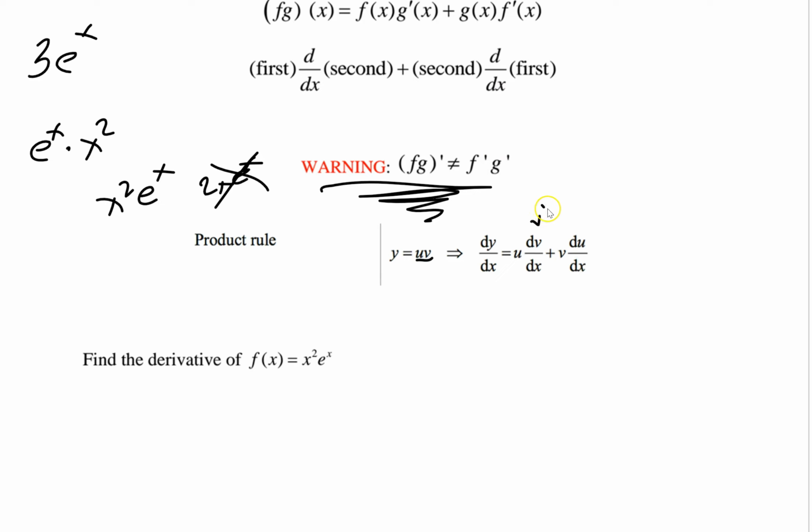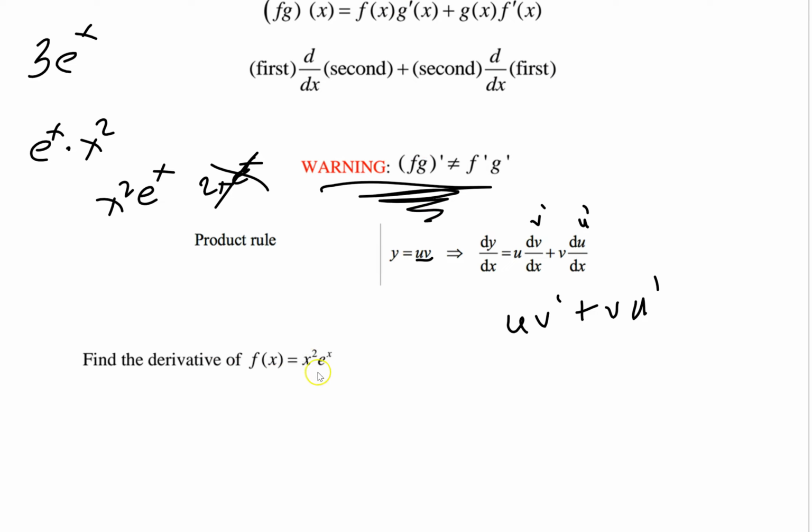That's the second one prime. Then over here you have v times du/dx. du/dx is just u prime. That's all it is. This is the exact same thing as saying u times v prime plus v times u prime. So it's the derivative of one of them times the other, plus the derivative of the first times the second. It's the derivative of one of them and then switch it. That's product rule.